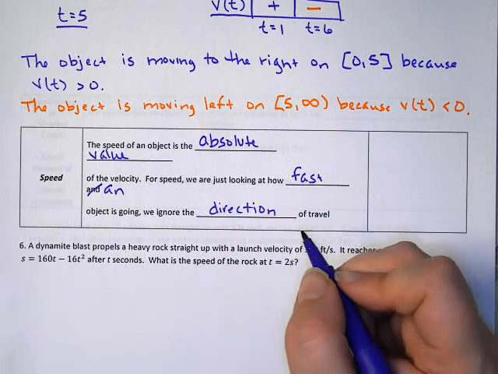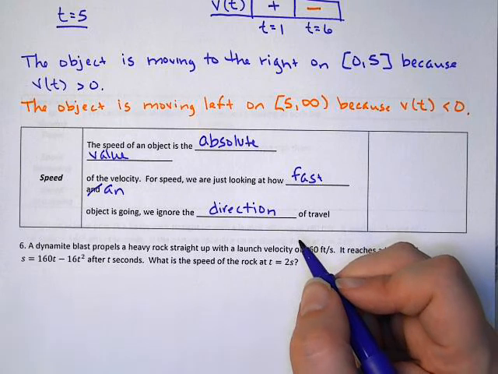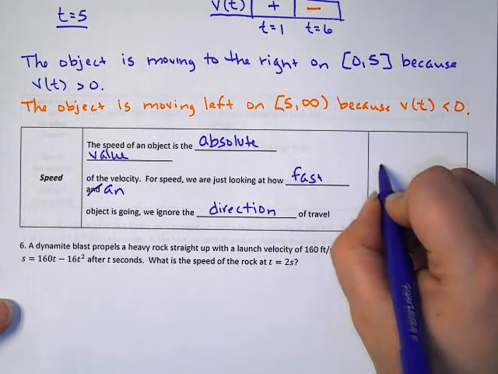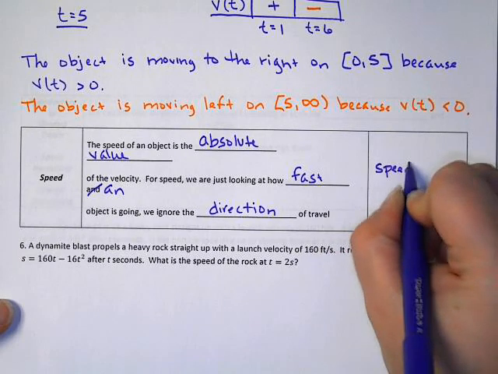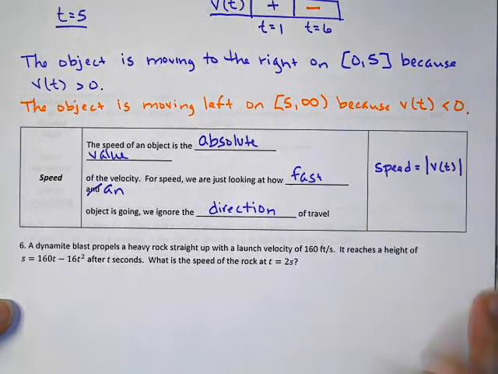So velocity can be positive or negative because we look at the direction, whereas speed, we take the absolute value because we just care about how fast it's moving. So speed is equal to the absolute value of the velocity function.